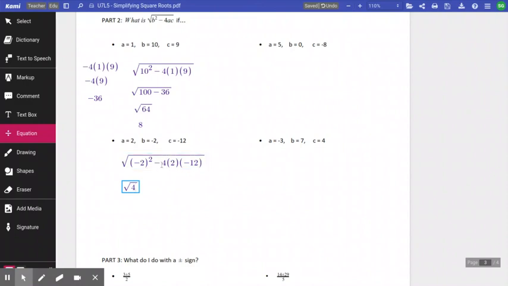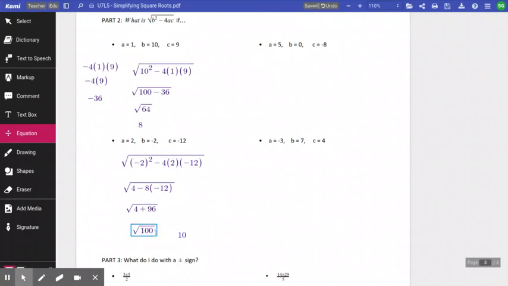I might break it into parts. So I'm going to start off by saying negative 4 times 2 is negative 8. And then I'm just going to copy down that times negative 12. And then once we've got that, we could say 4 plus negative 8 times negative 12. Well, a negative times a negative gives me a positive, and 8 times 12 gives us a positive 96. So we get the square root of 4 plus 96, which gives us 100, and the square root of 100 equals 10.